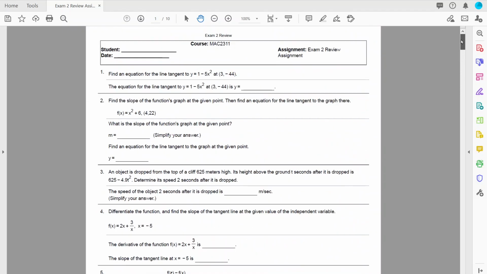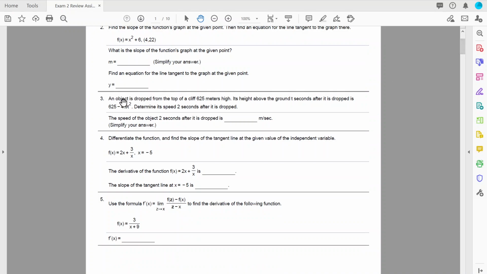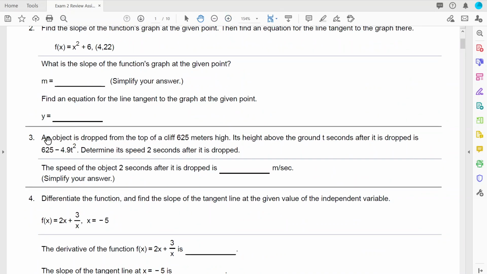That's for problem 2. Let's go to problem 3. Problem 3 is an object is dropped from the top of a cliff 625 meters high. Its height above the ground t seconds after it is dropped is, so this is the function we have given, the height function, which is the function of time. Now we need to determine its speed 2 seconds after it is dropped.